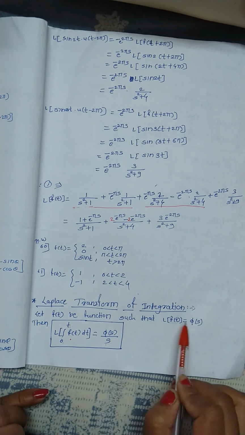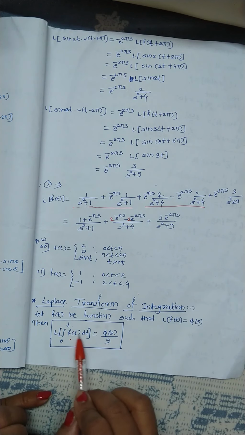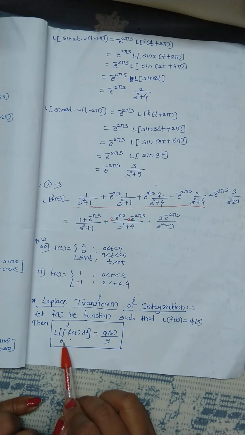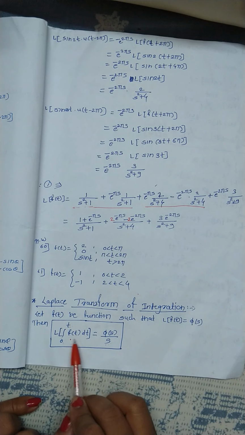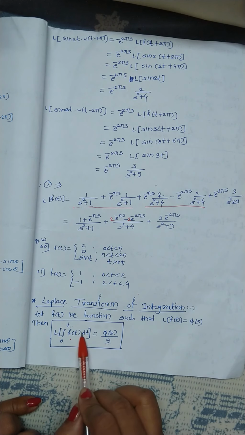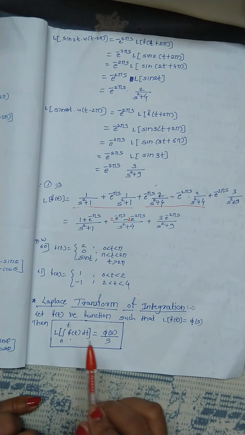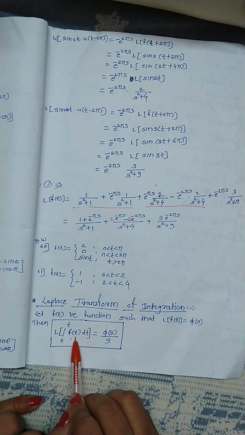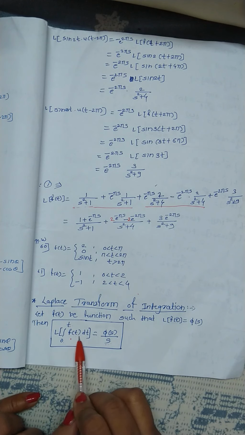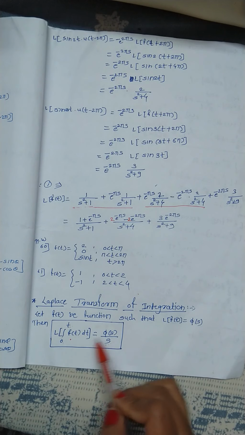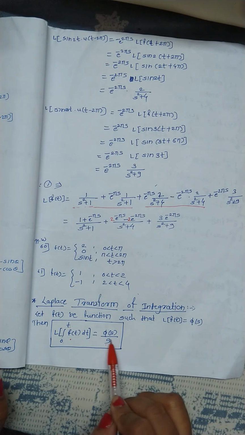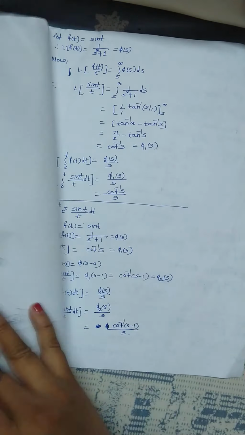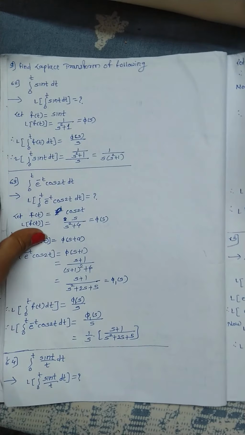What is phi of s? It is the Laplace transform of this function. That means whenever we have to find out the Laplace transform of an integration, we just need to find out the Laplace transform of the integrand, that means the terms inside the integration sign. We have to just find out Laplace of that term using any earlier method and just divide that answer by s. This is our formula.